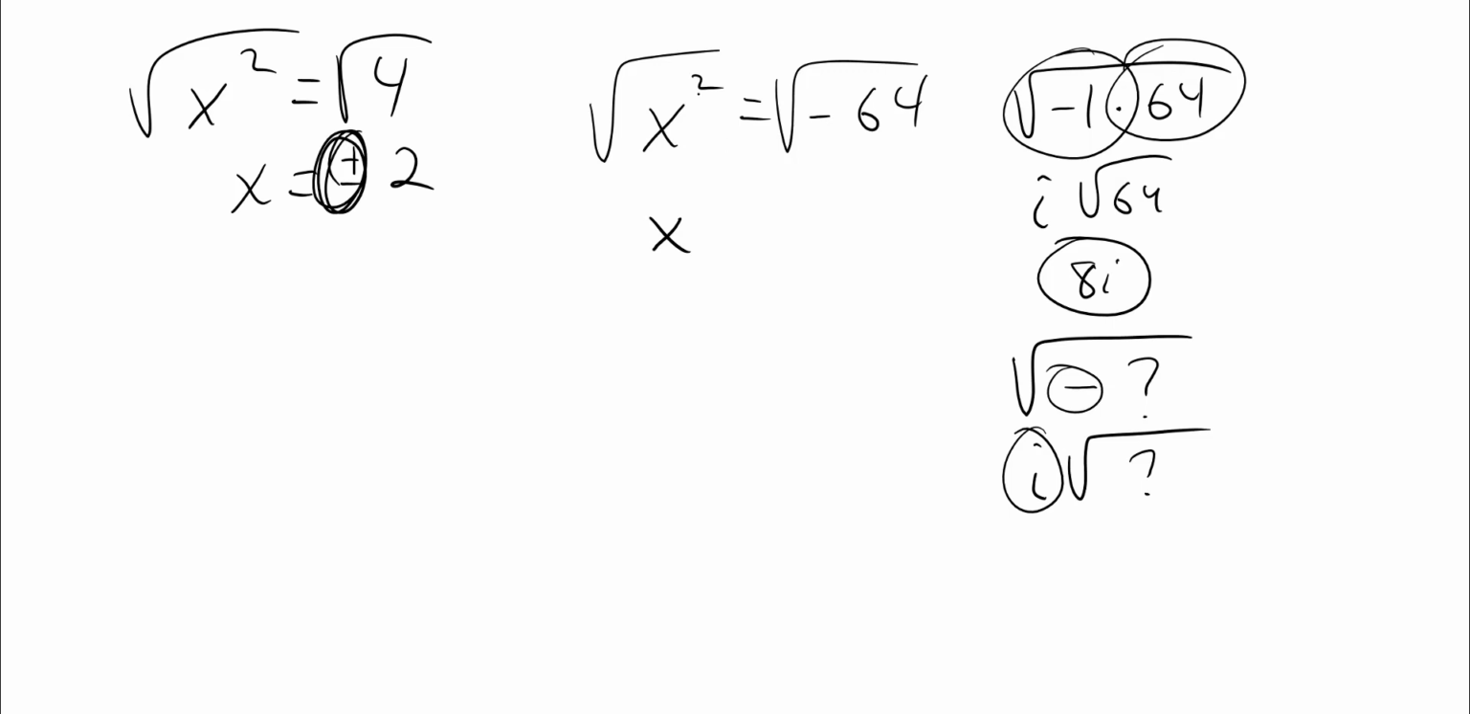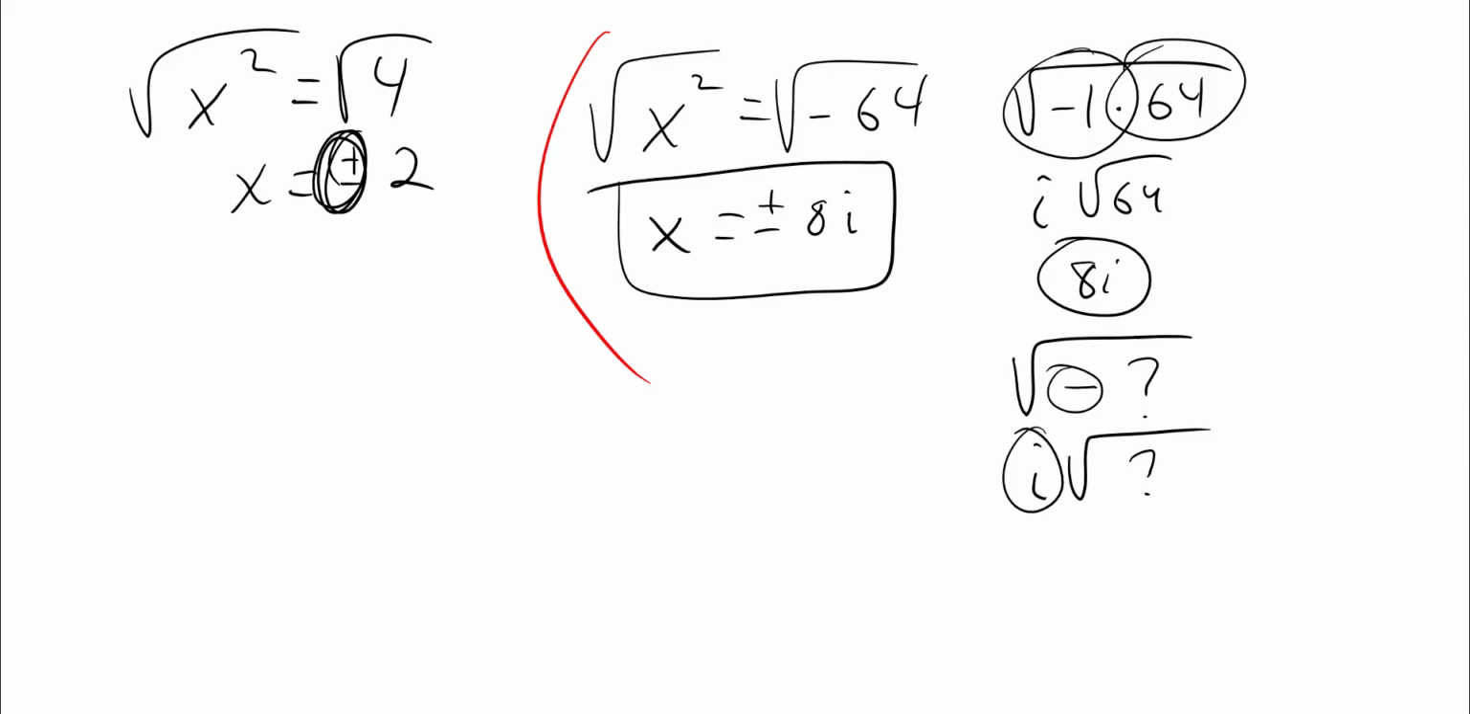Let's go back to our original problem. When I take the square root of both sides, I get x equals, and don't forget, it's plus or minus. The square root of negative 1 is i, so we put an i there. What's the square root of 64? It's 8. And you're done with the problem. It's very similar to what we did before. If I just asked, what's the square root of negative 64, you'd tell me it's 8i. Now it's just plus or minus 8i because I'm taking the square root of both sides.